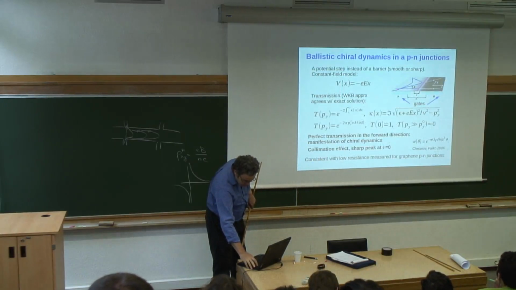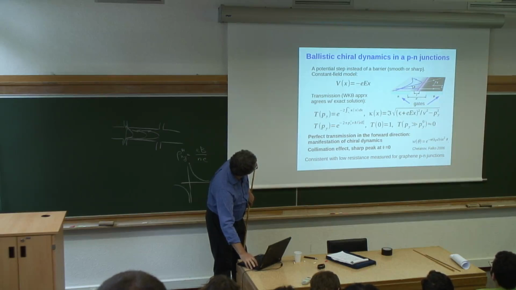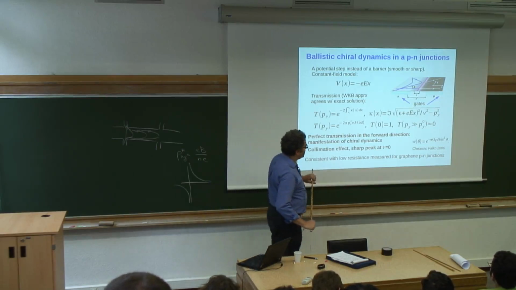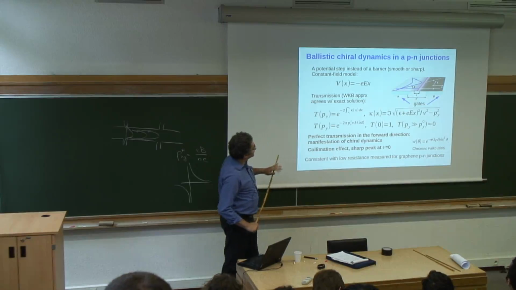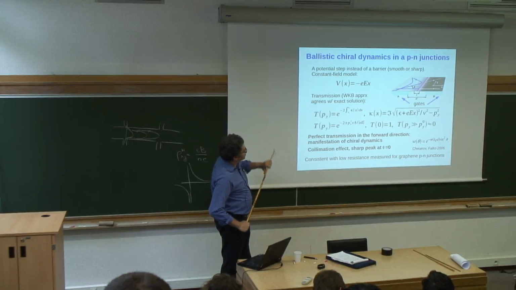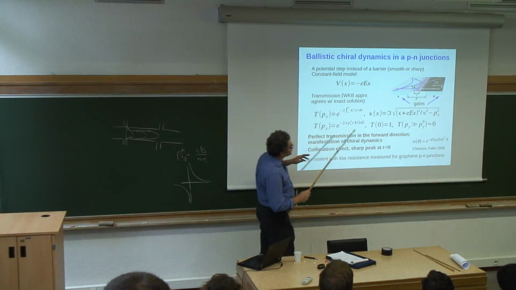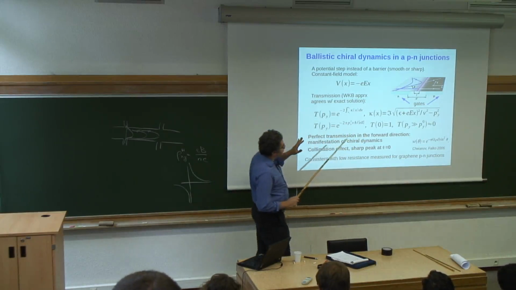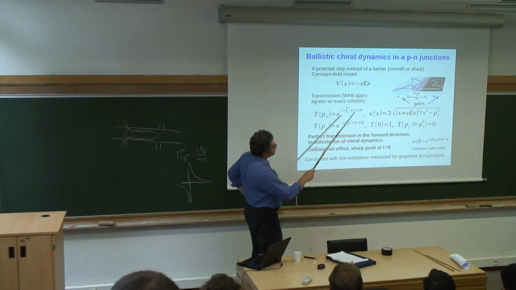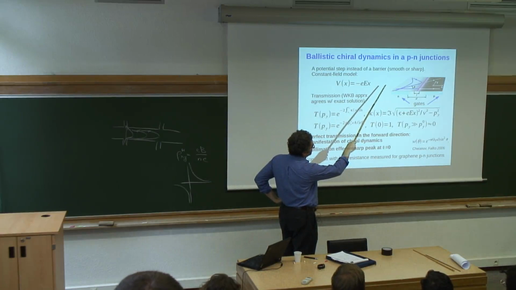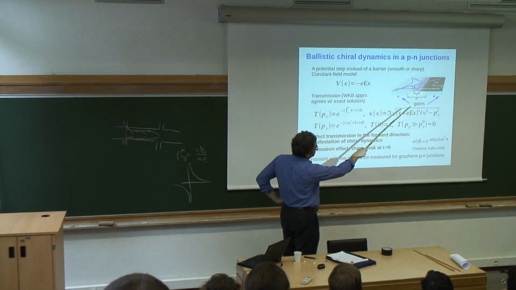let me see what else is interesting. One can do a similar analysis, and actually it's much simpler, for an important case when a Dirac electron is moving in a constant electric field. So that models a situation when you have some potential step. Let's say you have carriers of one polarity on one side, carriers of the other polarity on the other side.